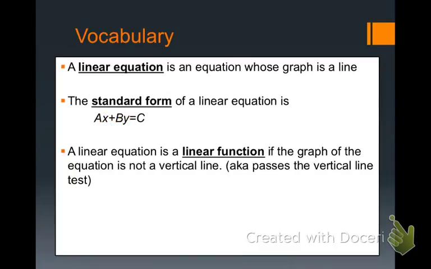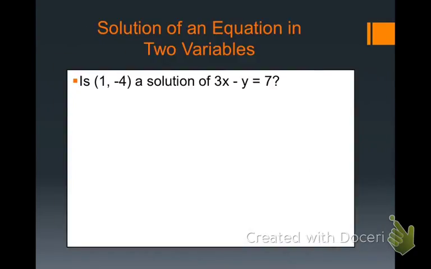Okay, so the solution of an equation involves both variables. Remember I said a linear equation has both x and y. So the solution to that equation involves both an x and a y coordinate.